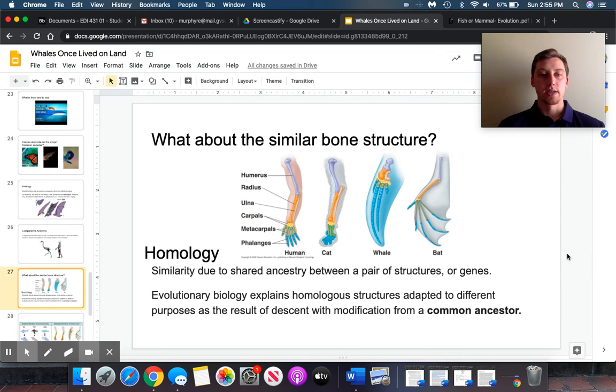Then we define homology. So similarity due to having a shared common ancestor. So what students should realize is that all these were mammals, so they come from a similar common ancestor that was once a mammal, and then they split off into their own little niche, and that's why we have different structures for a different purpose.